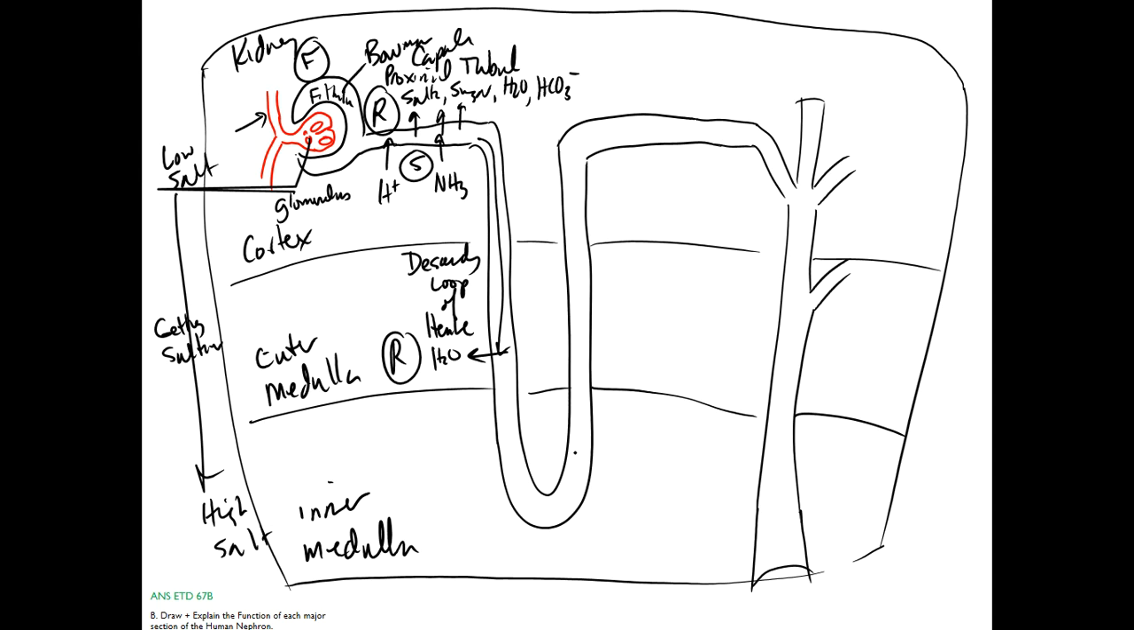Then you can see it comes back up. And it's getting saltier and saltier because it's losing water as it does that, so that by this point, it's pretty darn salty so that the salt will actually push its way out of this. And that allows you to reabsorb salt. You might ask yourself, why do you want to reabsorb salt? I thought we're trying to get rid of that stuff. Well, if you save salt, you save water. As it comes back up, this is now called the ascending loop of Henle.